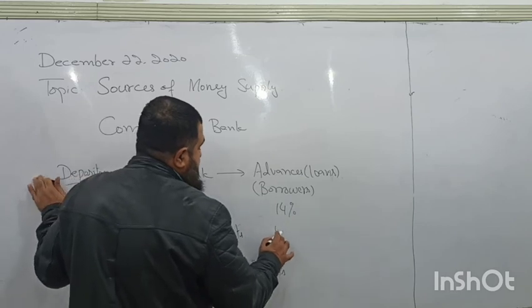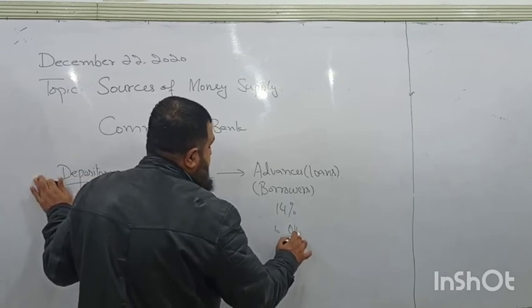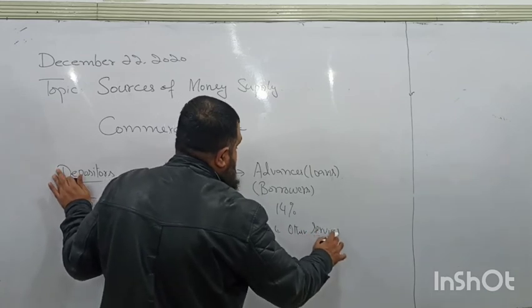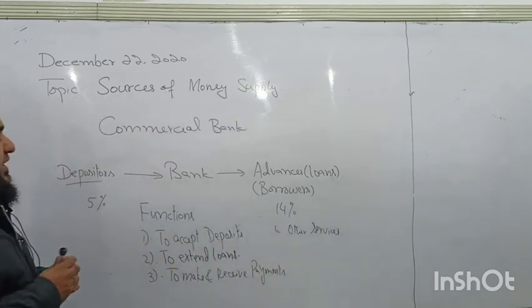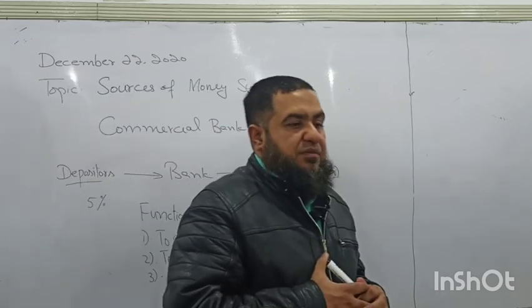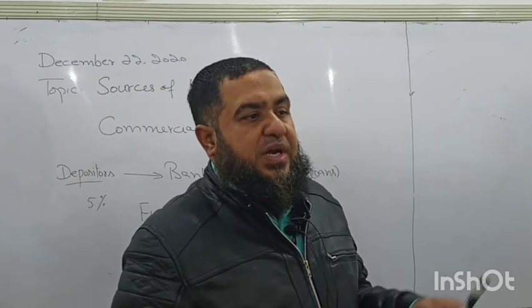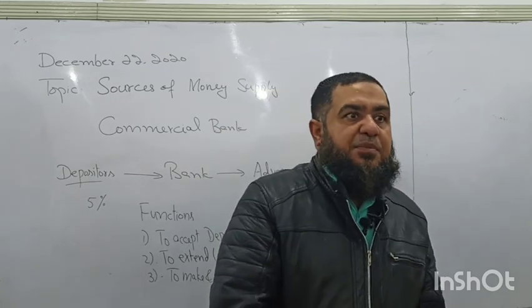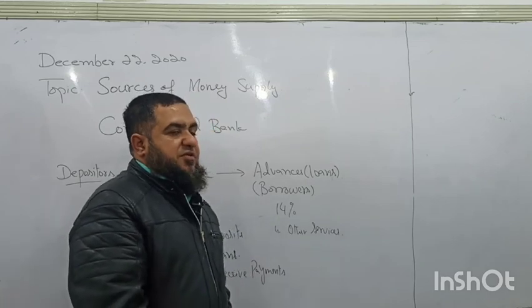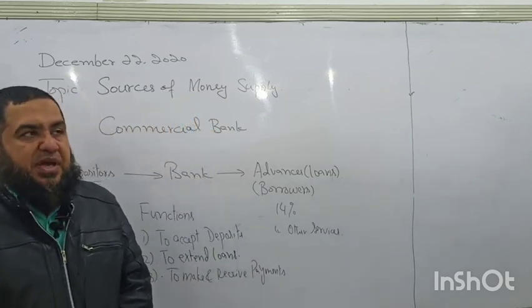And the last function, there can be other functions as well, other services, which I will let you know about. To make and receive payments, like if I want to make a payment to someone, I can write a check, open check or cross check in order to make that payment. So the bank, on my behalf, is going to make a safe payment to the recipient.